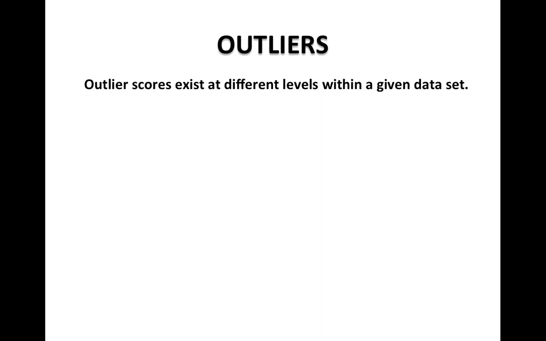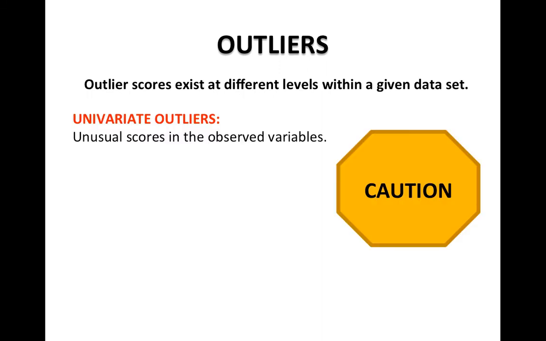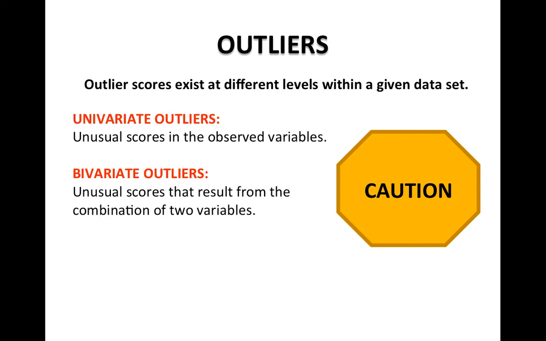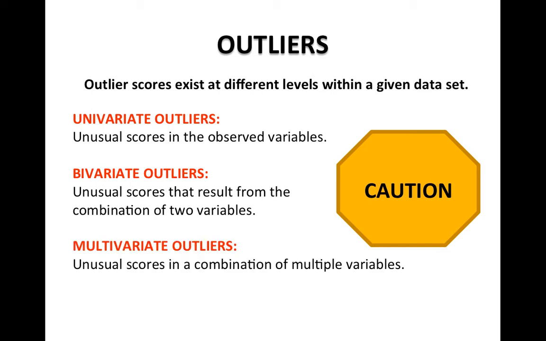Before we go there, outlier scores exist at different levels within a given data set. So we can have univariate outliers, bivariate outliers, or multivariate outliers. So univariate outliers occur when we look at just the distributions of single variables, so just one variable. Bivariate outliers occur when we look at the combination of two variables. So you might have no outliers when you look at the scores individually. However, if you were to combine the scores, you might run into some outliers there, and those would be bivariate outliers.